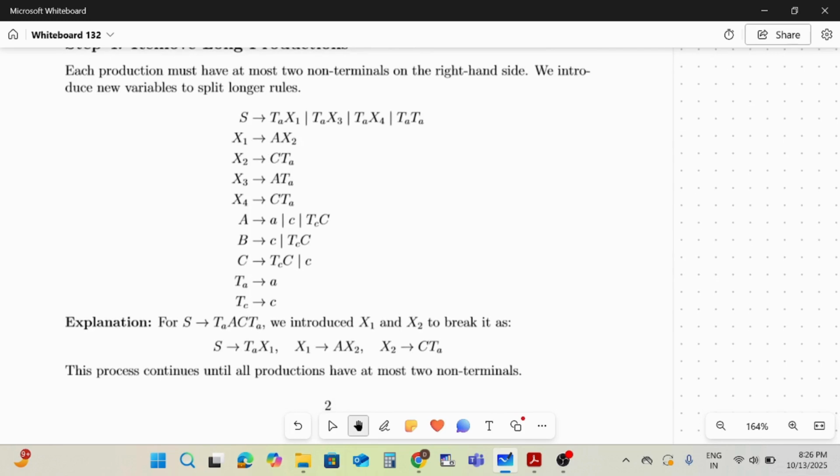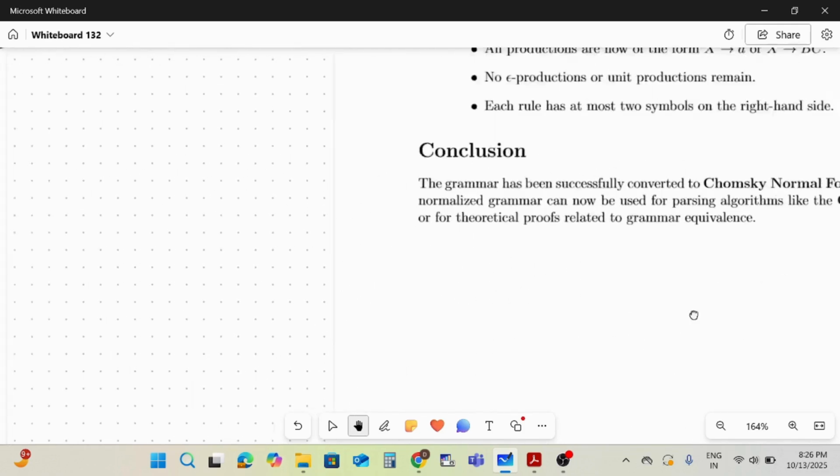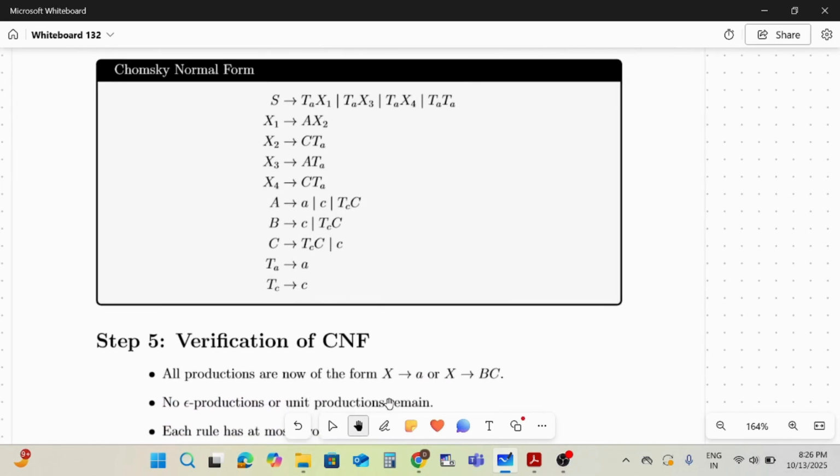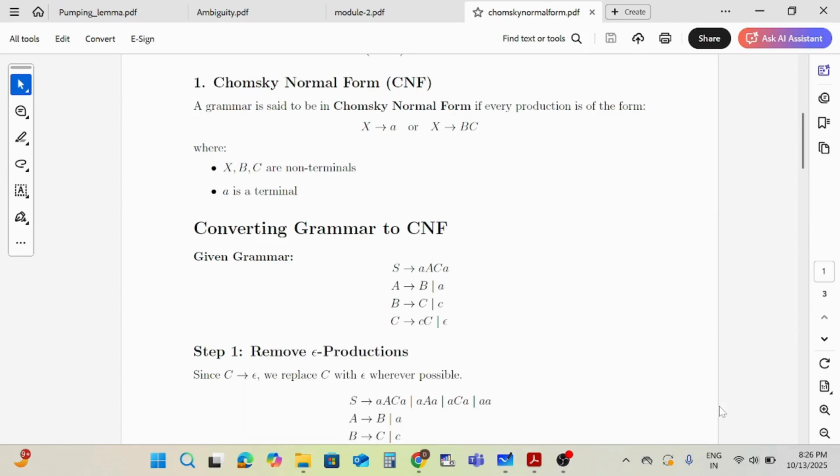Once that has been done, you can see the explanation for the same here, how we are able to continue breaking it. This process continues until all the productions have at most two non-terminals. And here you can see the rules being written, and all of these rules match: all productions are now of the form X tends to XA or X tends to BC. So this is how you should be able to convert a given set of grammars to Chomsky normal form.